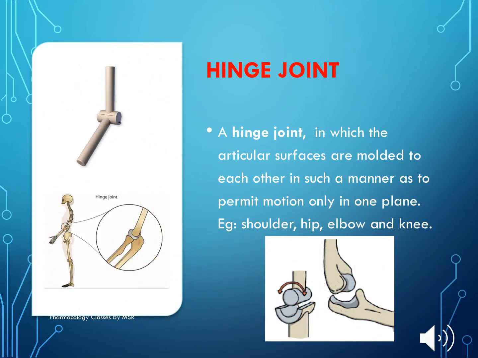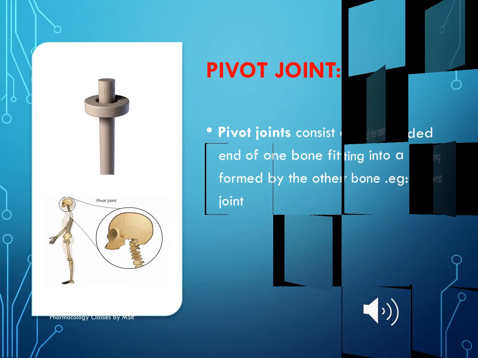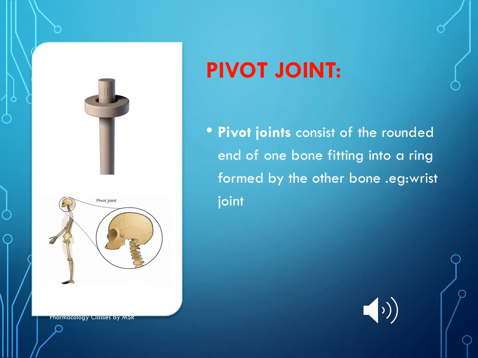Hinge joint. In this type of joint, the articulating surfaces are molded into each other in such a manner that they have movement in a single direction. This type of joint can be seen in the shoulders, hip, elbow and knee. Then the pivot joint. Here one bone has a ring-like structure and the other bone has a rounded end, which fits into this ring structure. This can be seen in the wrist, where we have the complete circular movement of our wrist.